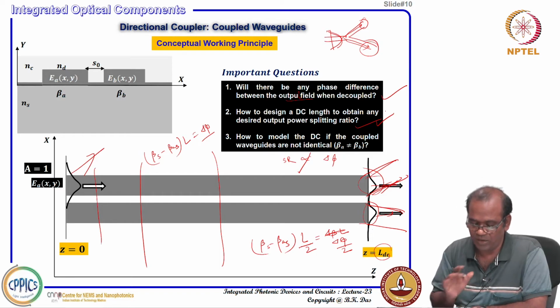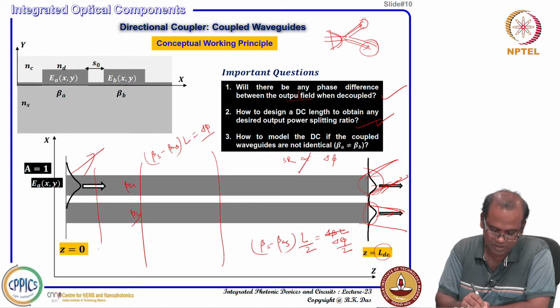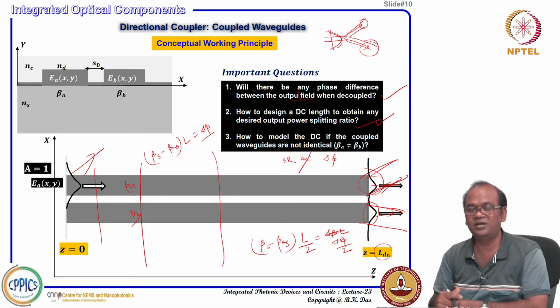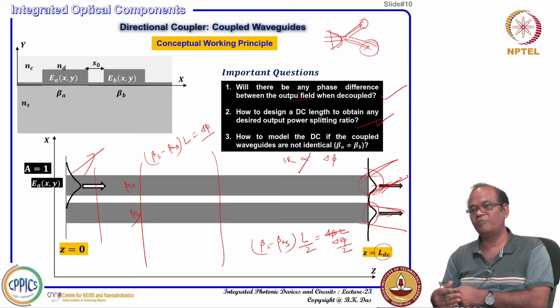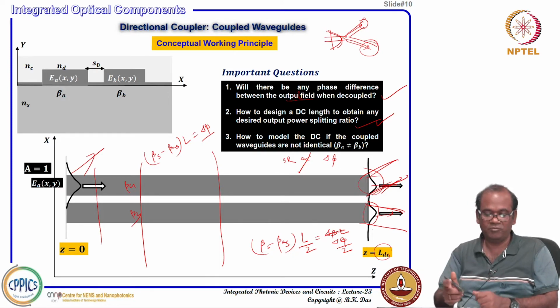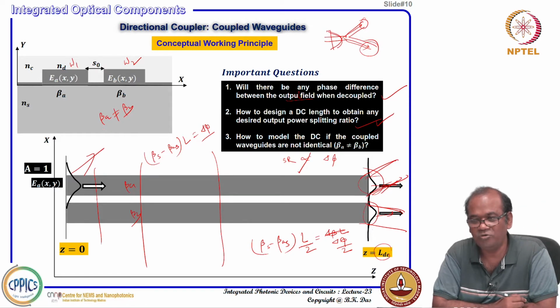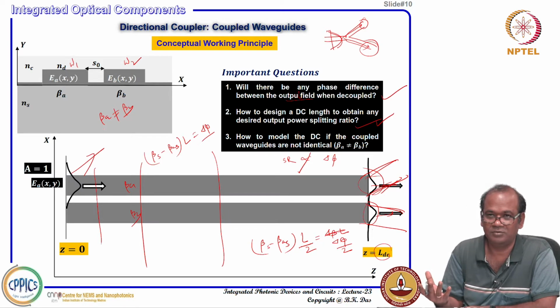What else? How to model the DC if the coupled waveguides are not identical? So far we have been discussing beta A and beta B, and if they are identical, then a 3 dB splitter or full switching, everything we can design. But what happens if the waveguides are different? For example, this waveguide has width W1 and that has W2, that means beta A is not equal to beta B. In that case, how to deal with it mathematically, how does it work, how to design?